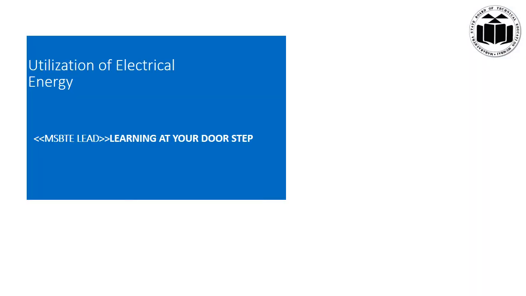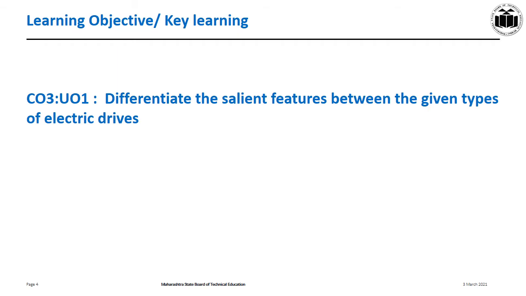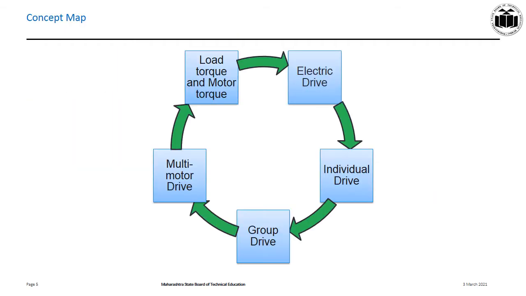Name of the course is Utilization of Electrical Energy. Name of the unit is Electric Drives and Elevators. The unit outcome is to differentiate the salient features between the given types of electric drives. Learner may pause the presentation and note down the concept map.